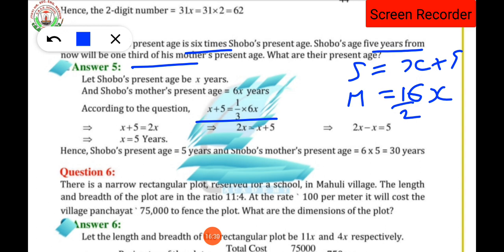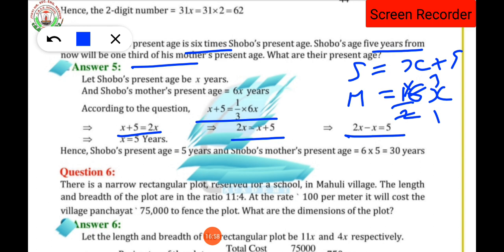Clear? Here it will be multiplication. So x plus 5 is equal to 1 by 3 into 6x. So here 3 ones are 3 and 6 will get cancelled. Here the 3s are. So it will become how much? x plus 5 is equal to 2x. Now x plus 5 is equal to 2x. x will be transposed to one side and the constant term transposed to the other side.